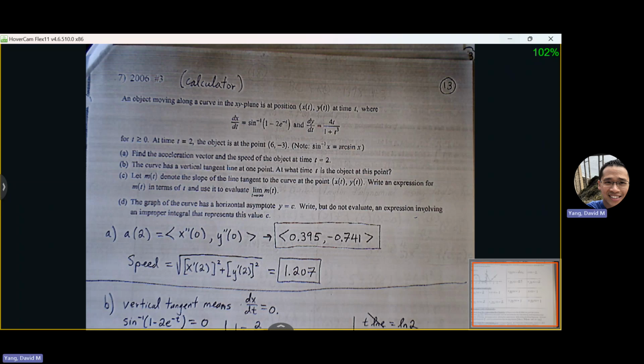Hey, vertical tangents is when your denominator is equal to 0. So you're going to be involving your dx dt.